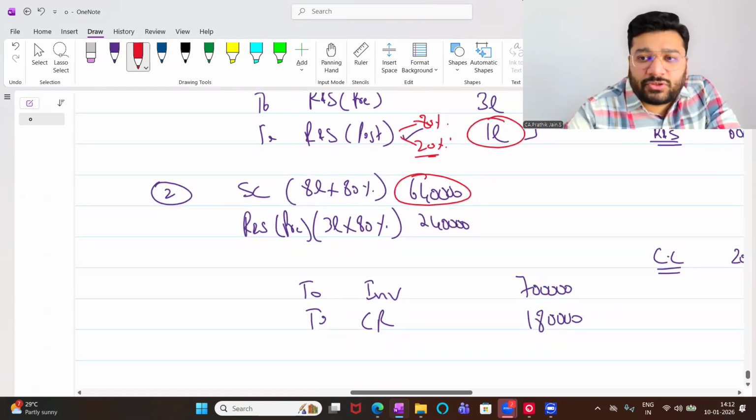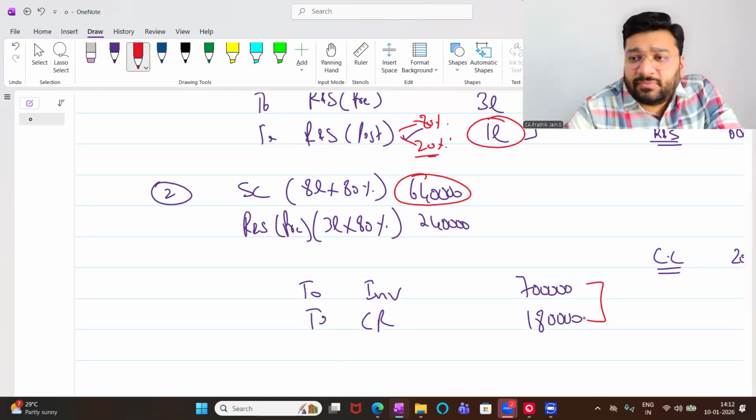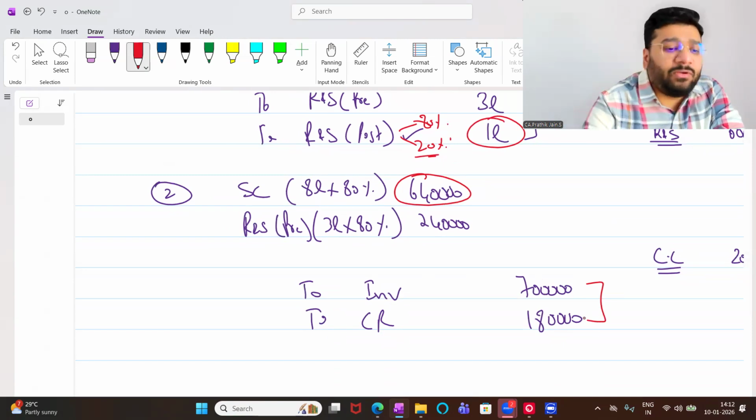640 plus 240, total how much? 880. 7 lakh plus 180 is how much? 880. Okay, not okay. Now listen very carefully.